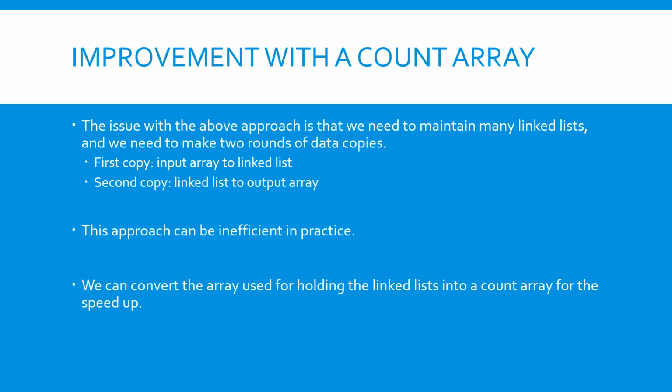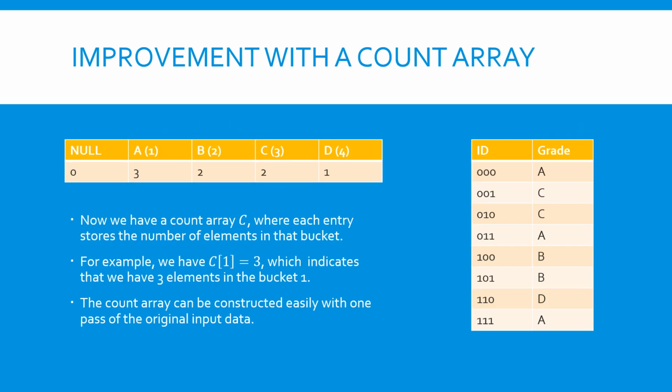To improve efficiency, we will introduce a better implementation strategy that only uses arrays. Recall that in the naive method, we use an array to represent the buckets and hold the linked list for the elements. We can still use an array to represent the buckets, but this time we will not use it to hold linked lists, but the counts of elements that belong to the bucket. Denote the array as C and call it the count array.